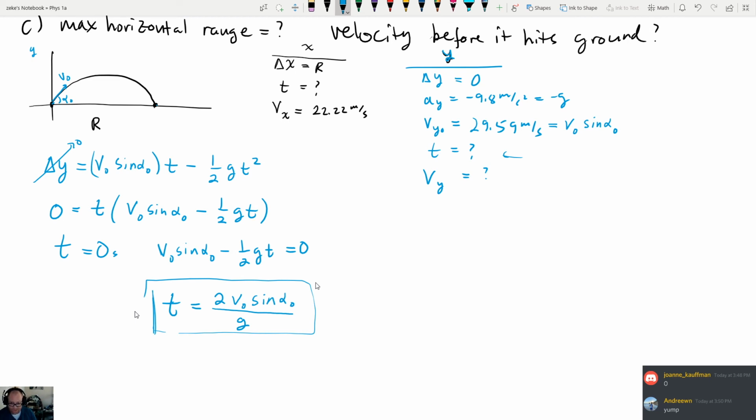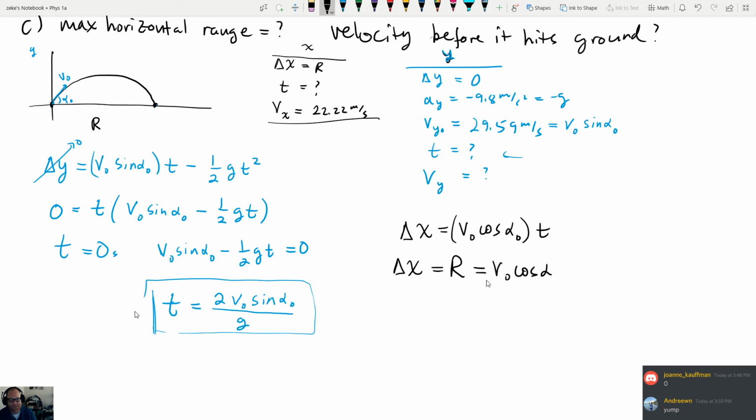Next thing to do is to then use our x information. So in the x direction, what we know is that delta x is equal to Vx times t, or V initial times cosine alpha initial multiplied by time. So delta x then, which is what we're calling r, we'll just call it r, should be equal to V initial cosine alpha initial times the time. So we'll plug this in. So 2 V naught sine alpha naught divided by g. And now we're just going to simplify this a little bit.